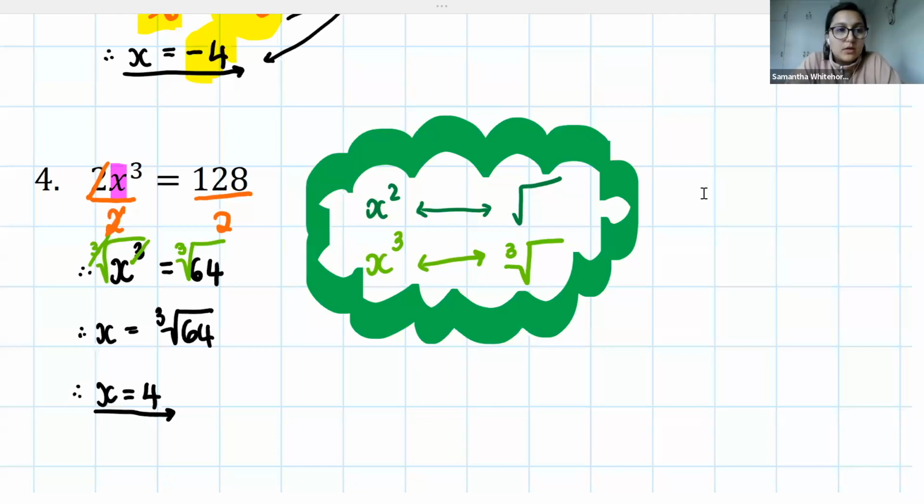So equations with exponents, nothing super hard, especially because you can use your calculator if you're not too sure what the cube root of a value is or the square root. But just remember what the inverse operation is. Alrighty.